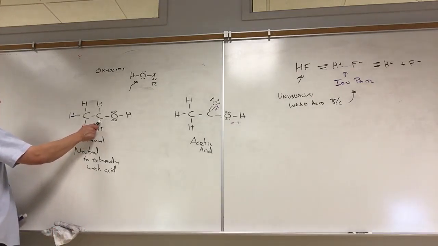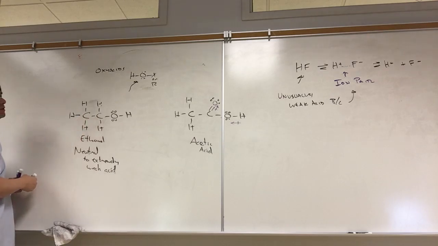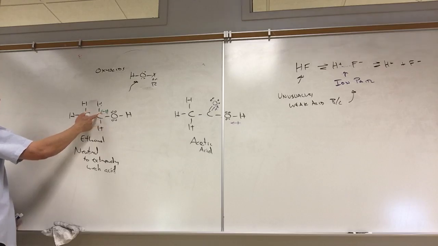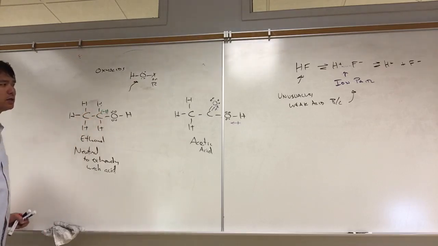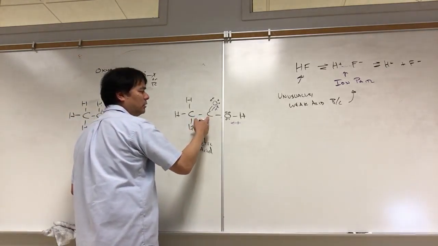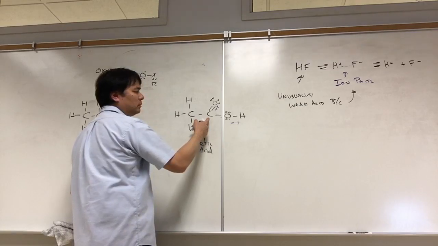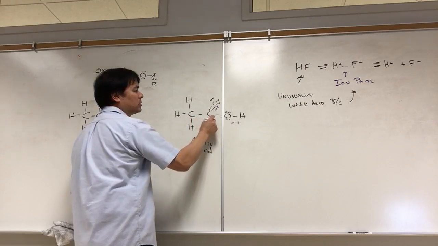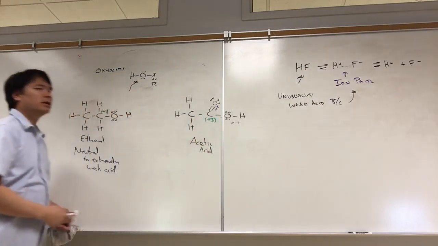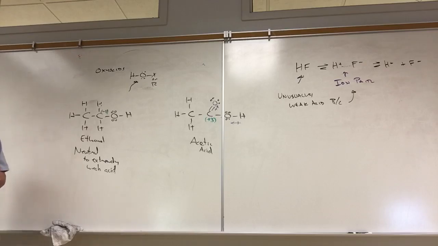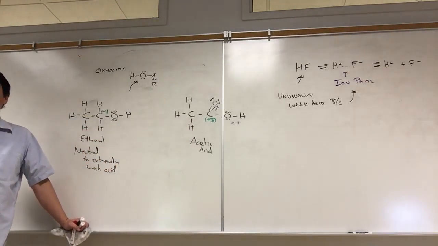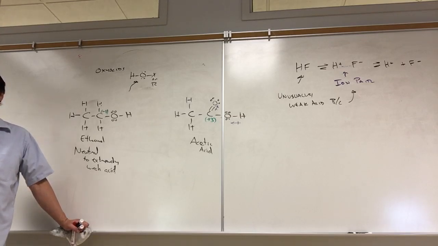The oxidation state of this carbon in ethanol is -1. So this carbon has a charge of -1 according to oxidation state. This carbon has an oxidation state of +3. And so when you look at these, a +3 carbon versus a -1 carbon are going to have a different pull on electrons. A +3 carbon should have a much stronger pull.